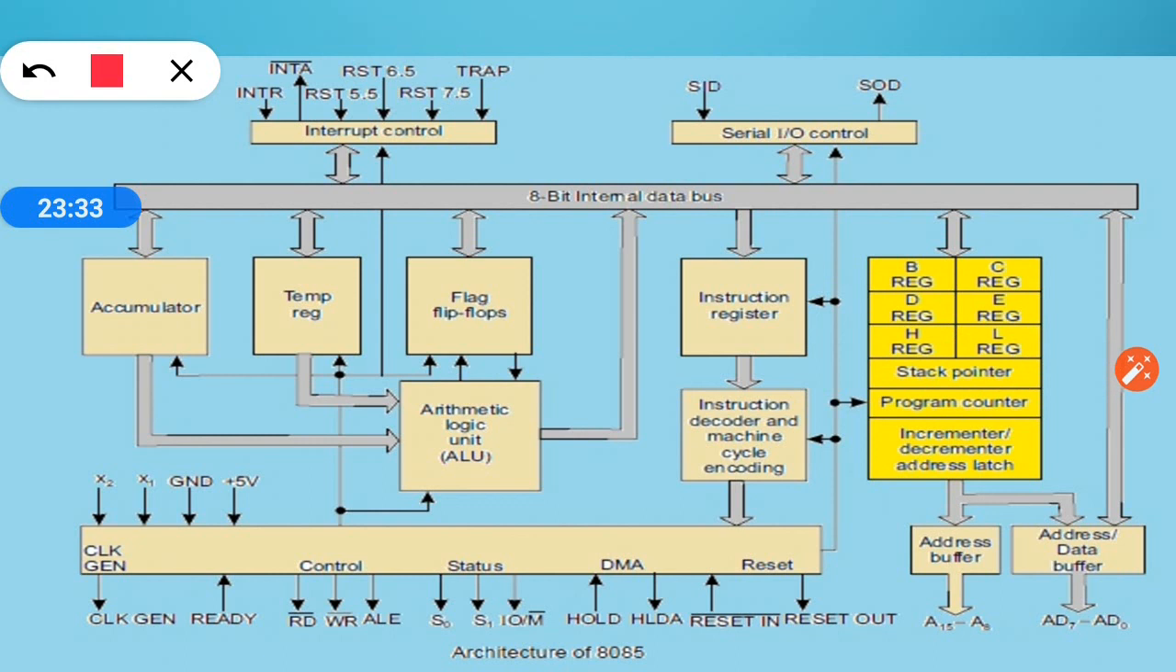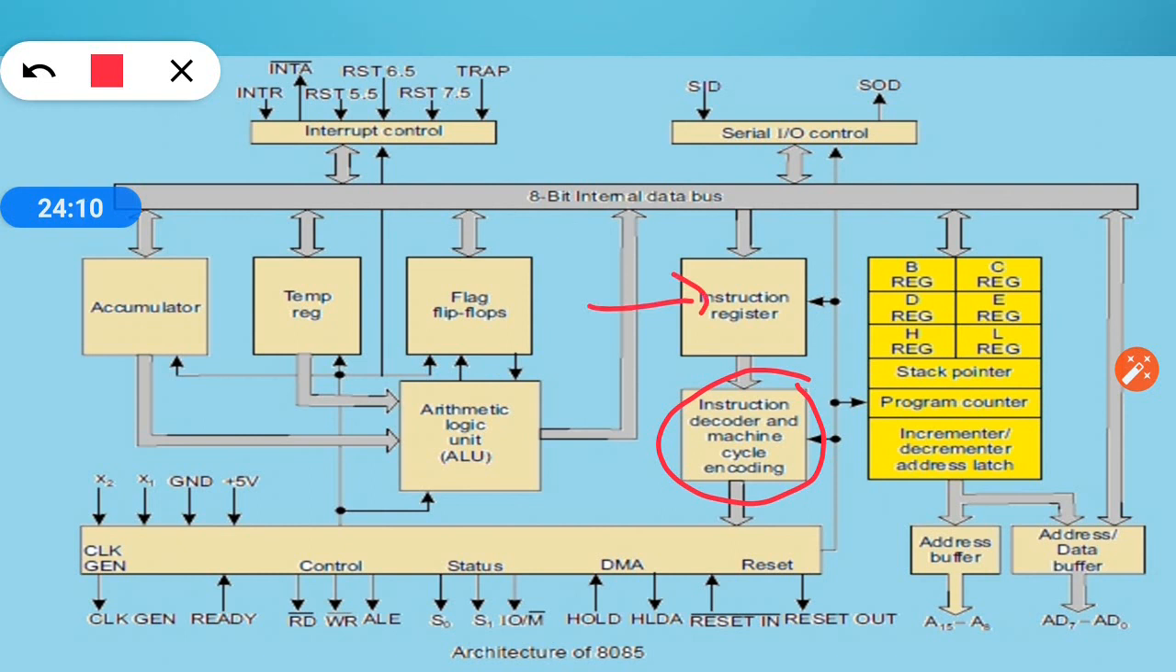Then after the instruction register, there is the instruction decoder and machine cycle encoding, right? Its task, as its name indicates, is to decode the instruction. Decode the instruction means what? Here the idea becomes clear: which operation we have to complete. The instruction register's role is to fetch the instruction, but it does not know what that instruction is. That means which type of instruction it is, the instruction register does not know.